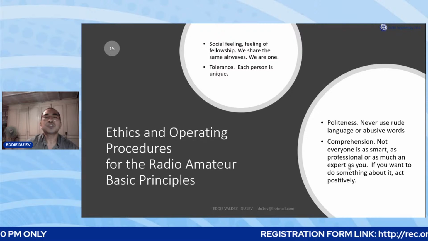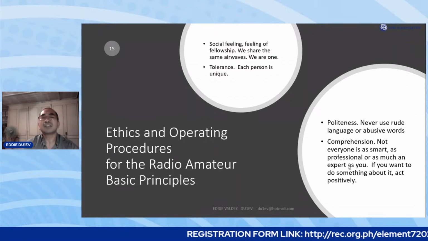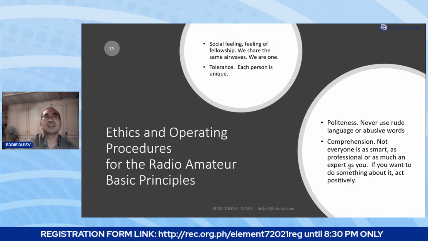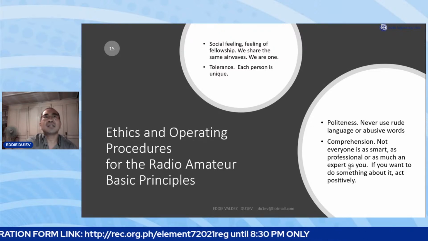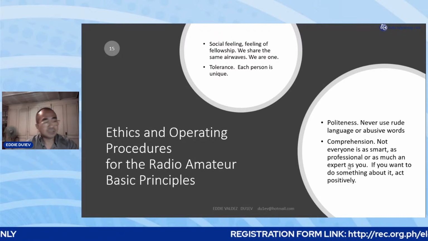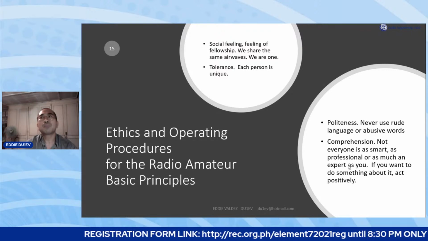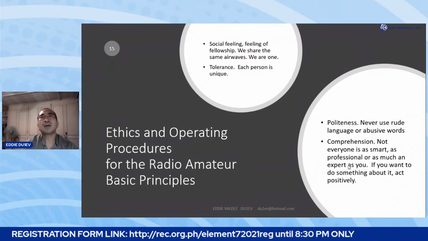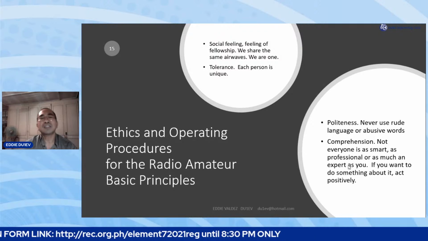Tolerance. Each person is unique. We have to practice tolerance. Lalo na ngayon, usong-uso yung tolerance. We have to understand that each person is different, each person is unique, and we have to approach them properly and adjust accordingly.